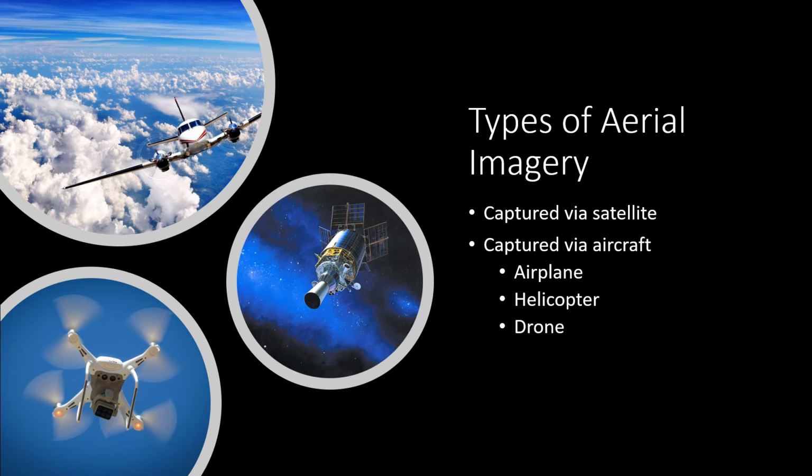Now, satellites are the most commonly used and reliable source to obtain aerial imagery. And we've been collecting satellite imagery for decades, so it provides a unique opportunity to study how the surface of the planet has changed over time. Other types of aerial imagery can be collected via aircraft. And that could be an airplane or helicopter, and more recently, can include a drone.